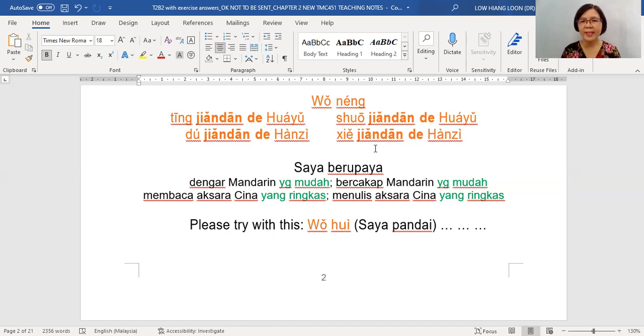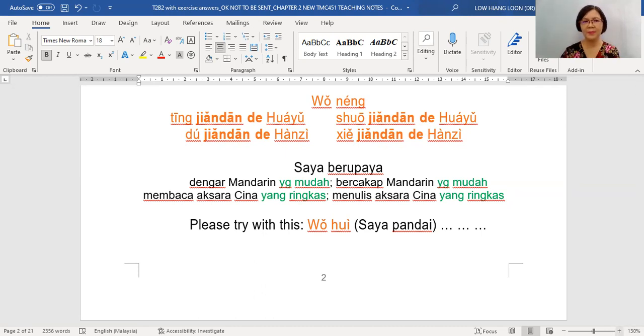我能写简单的汉字。Okay, I can write what? The simple Chinese character. Okay. CS number 41. Like now you read and explain.